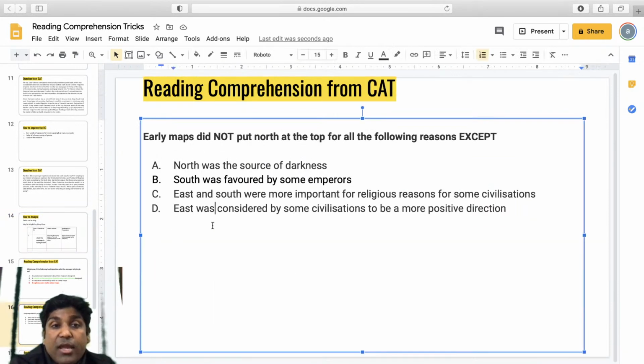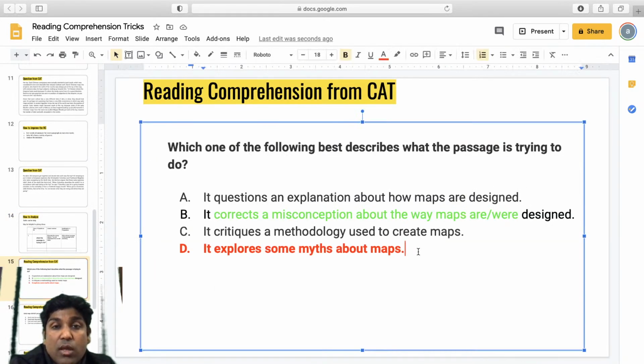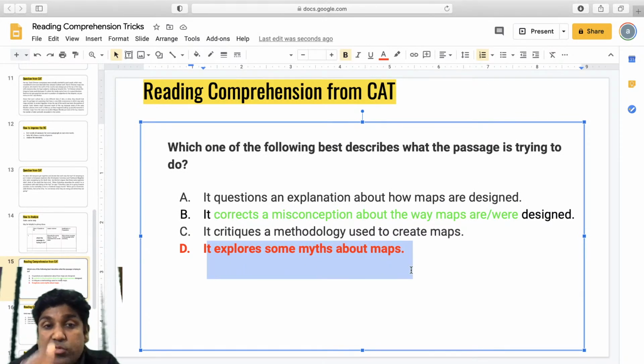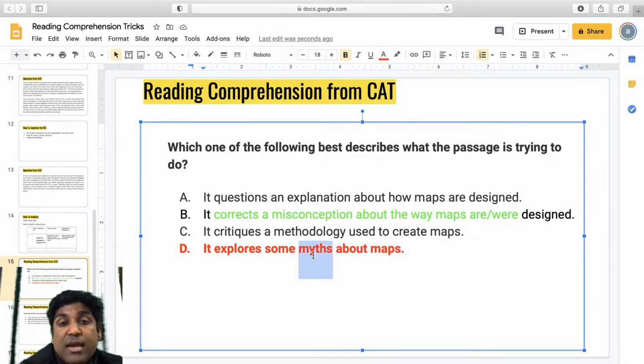So in a similar way, if you try and analyze it, if you marked option D, then you went on to mark an option where myths were never discussed, probably because you did not read or understand the entire intent of the passage correctly. So this is really, really important.